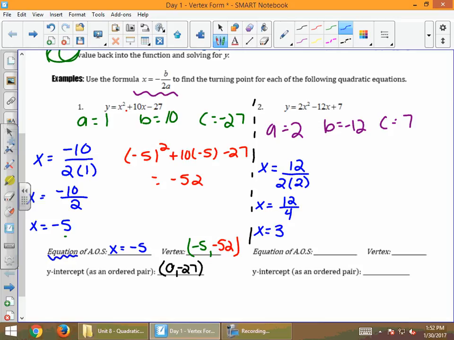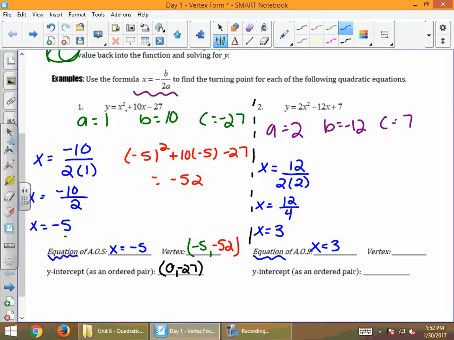So again, that's your equation for your axis of symmetry. Don't just write 3. X equals 3. It's the equation, so there has to be an equal sign. Everyone clear on that step?